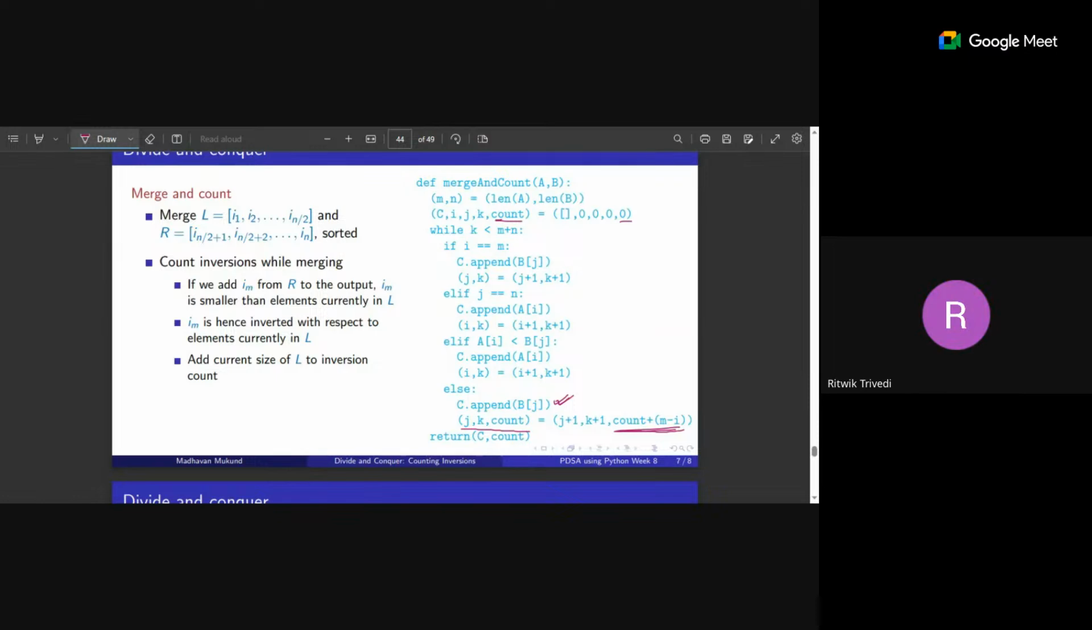What I was asking is, suppose there are 0 inversions between 2 arrays, does that mean the 2 arrays are exactly the same? No, the numbers might be different. For example 1, 2, 3, 4, 5, 6, 7, 8, 9, 10: 1 to 5 and 6 to 10. These are 2 subarrays, right? There will be no inversion. Okay.